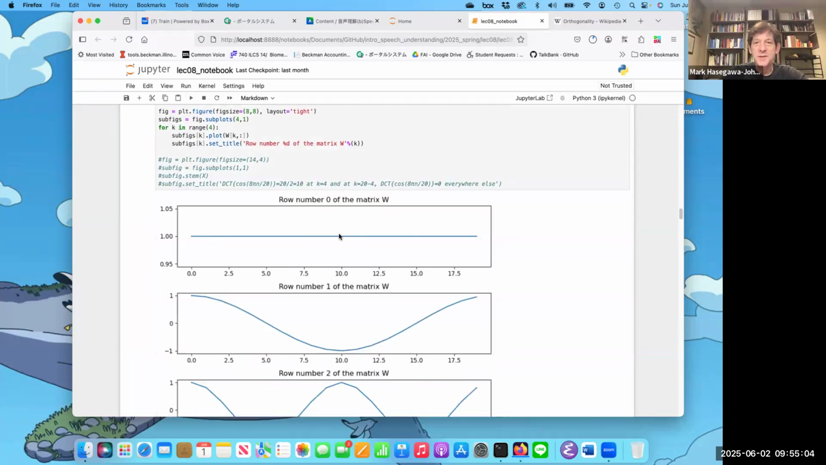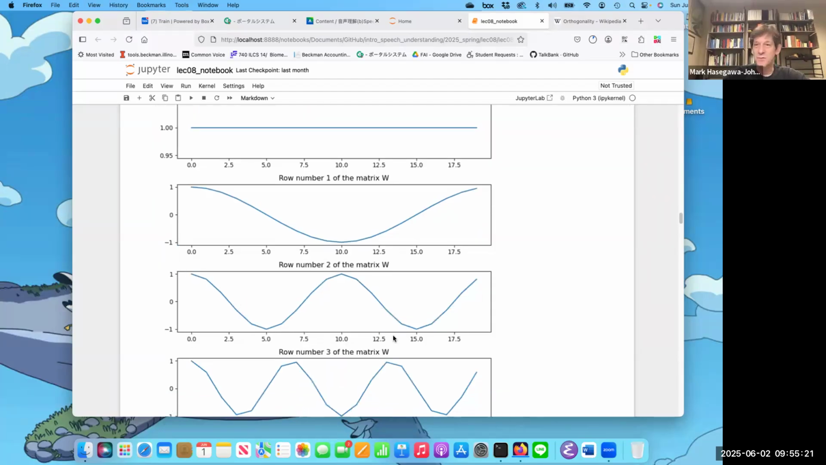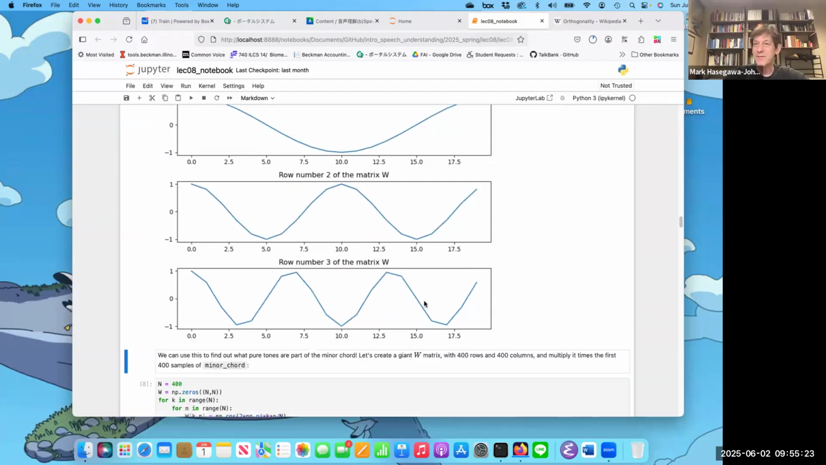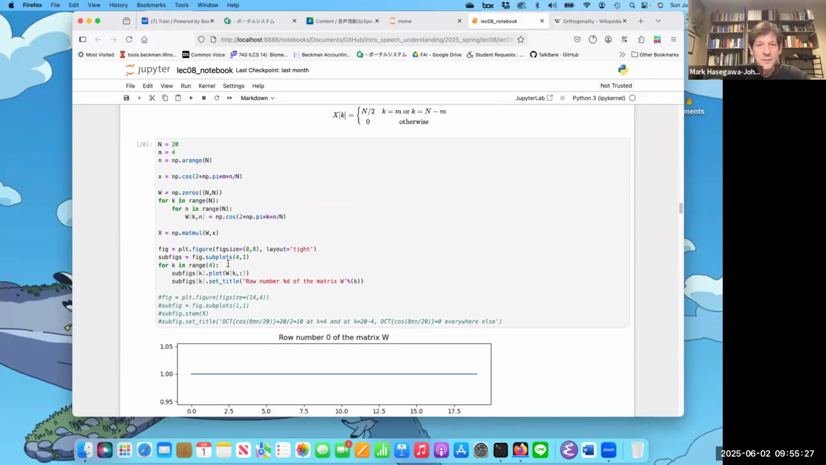So we can see that row 0 of the matrix is all ones, right? Because it's a cosine at frequency 0. Row 1 of the matrix is a cosine that goes from +1 to -1 and back again. So it's a cosine that has exactly 1 full period. Row 2 is a cosine with 2 full periods, and row 3 is a cosine with 3 full periods, and so on. Let's plot one that plots all of the 20 rows.